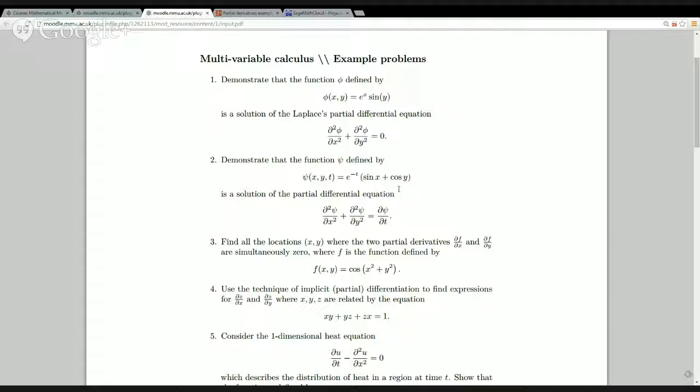The second order x derivative, of course, is e to the x sine y again. Second order y derivative, leave the e to the x alone, it's just a constant multiplying that. You get minus e to the x sine y. And you add those two together. They do indeed give 0.